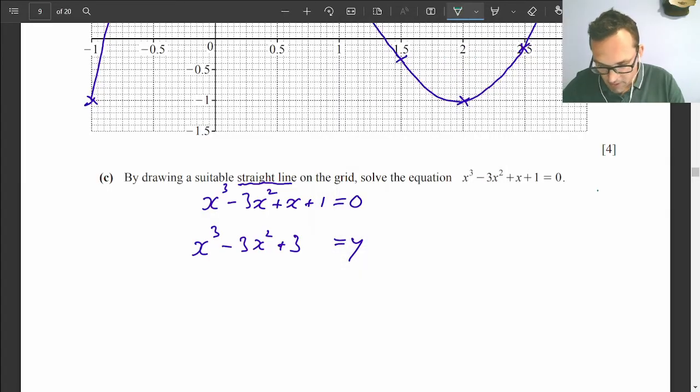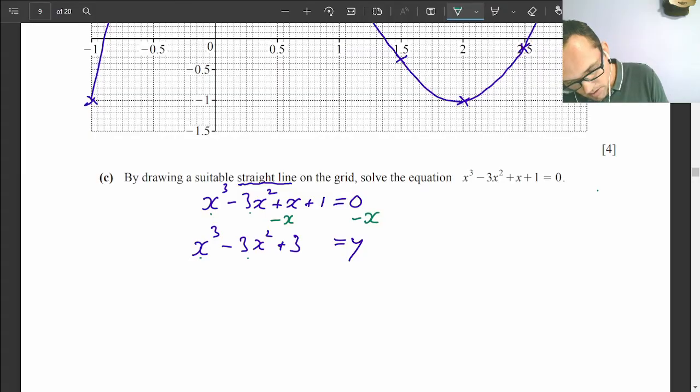So let's look carefully. The x cubed is the same. The minus 3x squared is the same. But we've got an x here that was not in the graph that we drew. So let's subtract that x. But remember, like with any good equation, we need to do the same on the left and the right-hand side. So we subtract the x there. And then to get from a 1 to the 3, we need to add 2. Okay, so if we do that to the top equation, we will have the bottom equation, which is great because we've got the graph for the bottom equation.